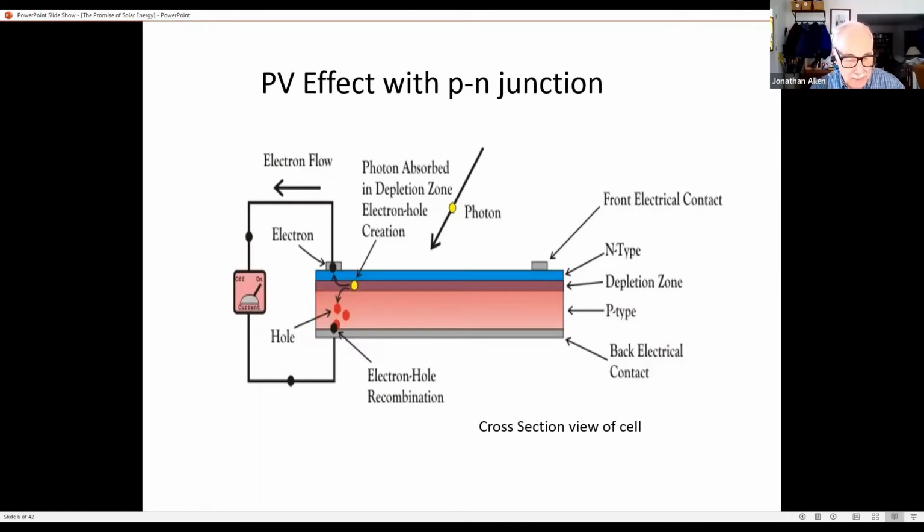When the p and n layers are in contact, electrons from the n layer are drawn to the holes in the p layer. Once they cross the boundary, their absence from the n layer creates a charge imbalance, a shortage of electrons and a net positive charge.